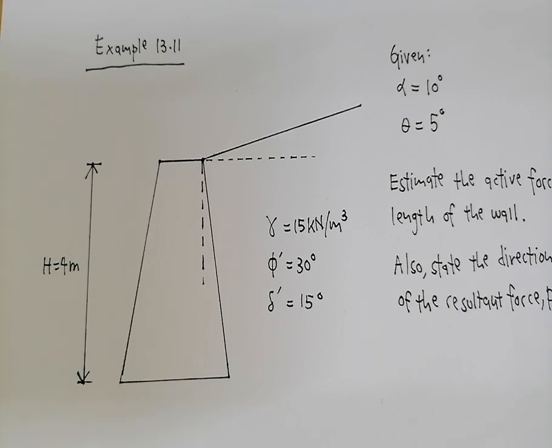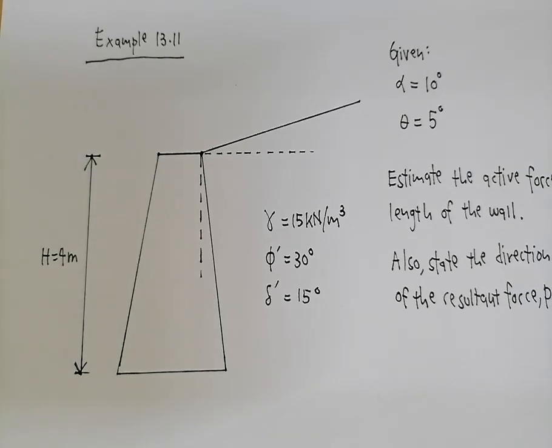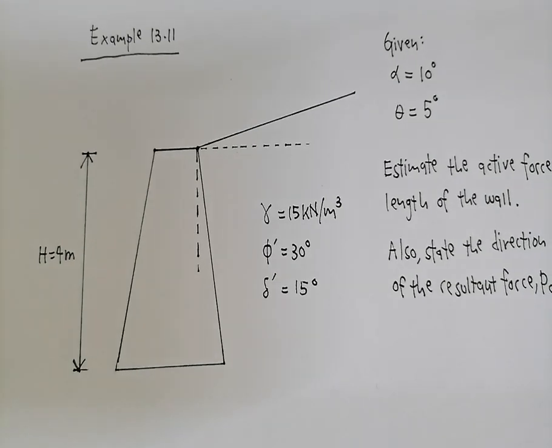So this is PAT 257 lecture 3 part 1. Before we start, let us do a bit of revision on what we have done so far. For lecture 2, we calculated the active force per unit length of the wall using Rankine's lateral earth pressure theory. Remember? And for this lecture, I'm going to show you how to do the same, to calculate the active force, PA, but this time using Coulomb's lateral earth pressure theory.